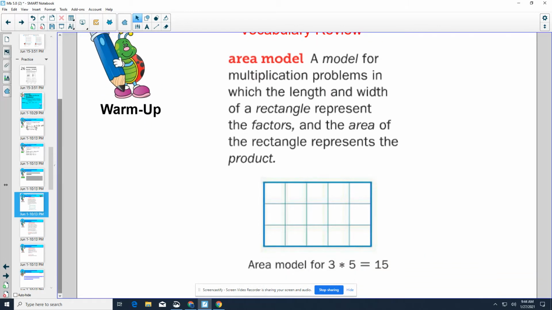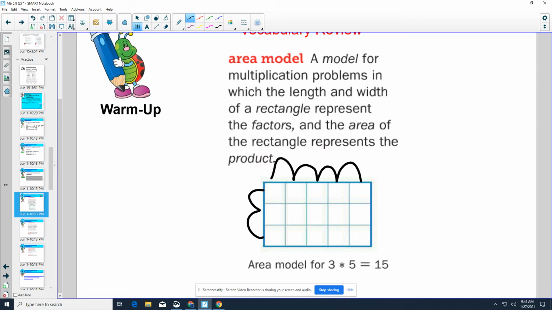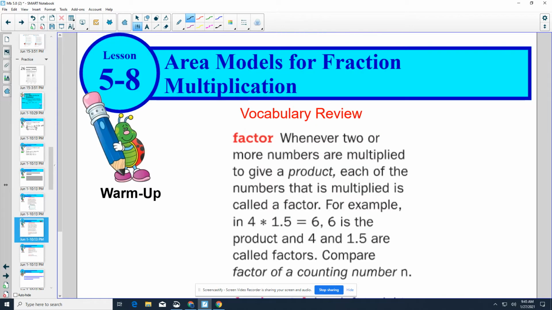Okay, so now we're going to talk a little bit about some vocabulary, just to review. An area model is a model for multiplication problems in which the length and the width of a rectangle represent the factors and the area of the rectangle represents the product. So you can see here we have 3, and over here we have 1, 2, 3, 4, 5, and so it's a 3 by 5, 15. So that's an area model.